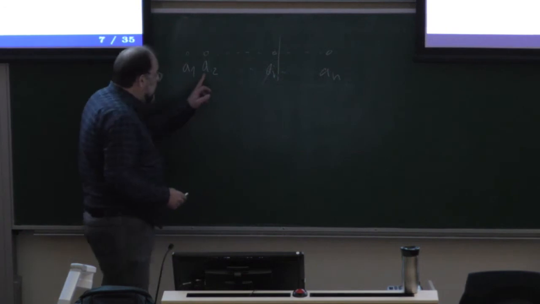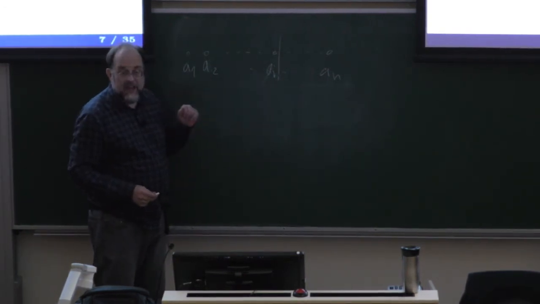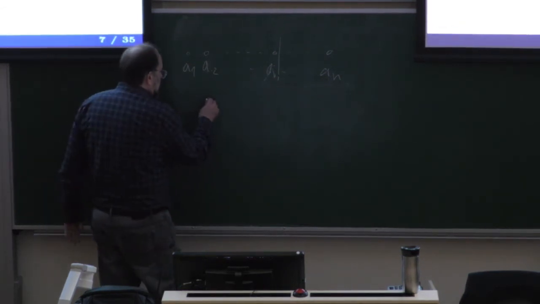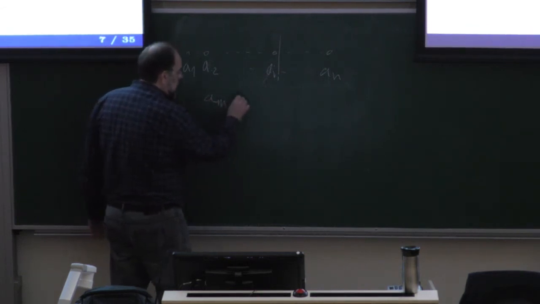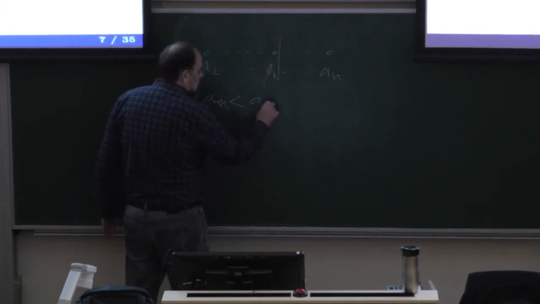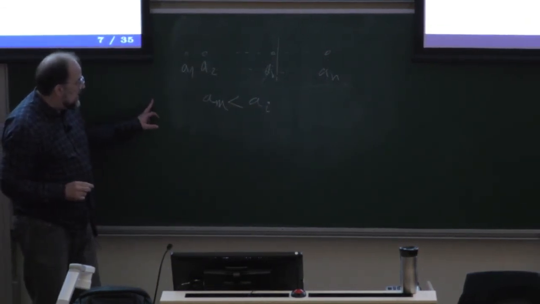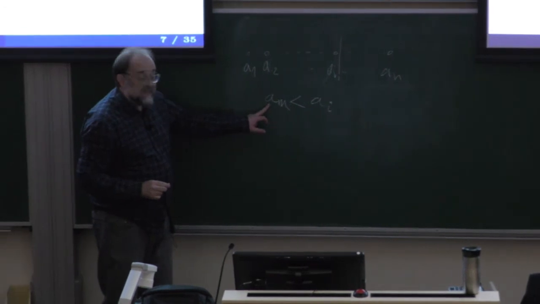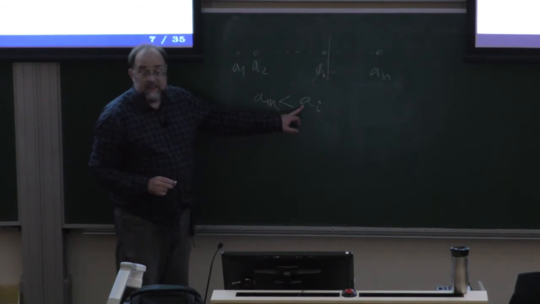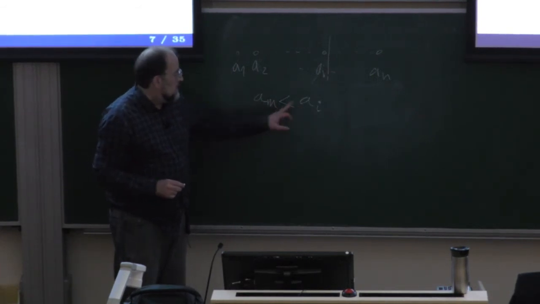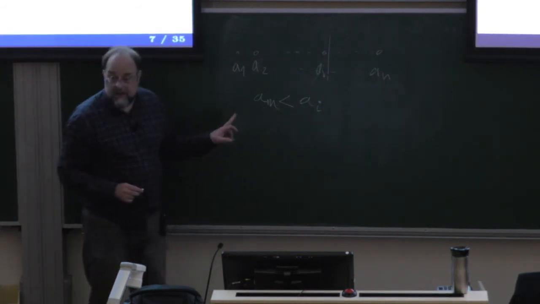Well, which sequences can be extended by the element Ai? Clearly, for that, we would only consider sequences ending with some Am, so that Am is smaller than Ai, right? Then an increasing sequence that ends with Am can be extended with Ai because Ai satisfies this monotonicity requirement, right?